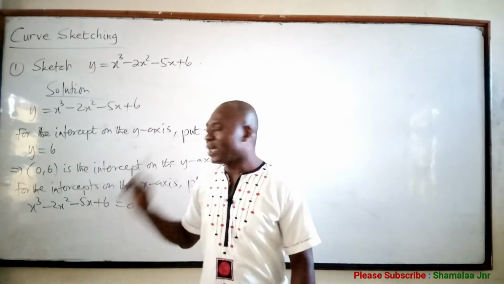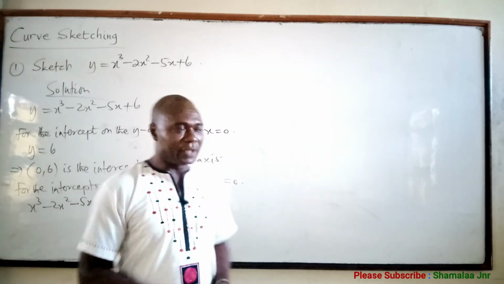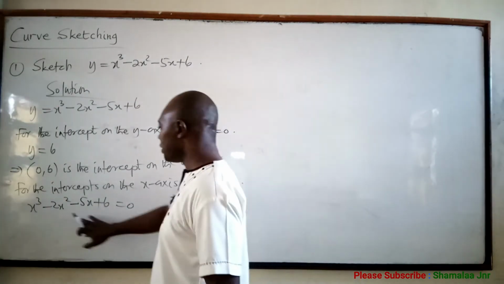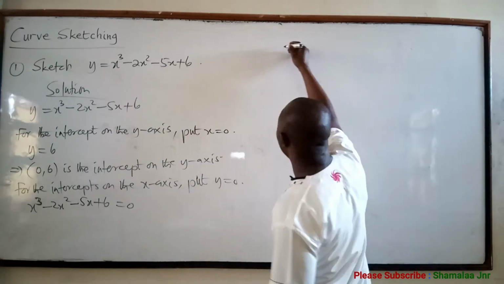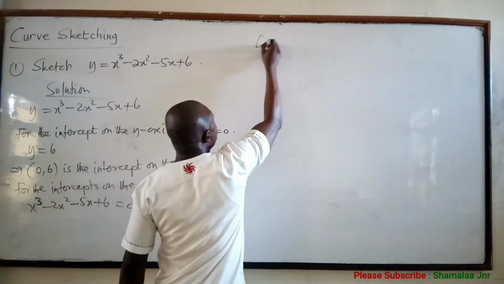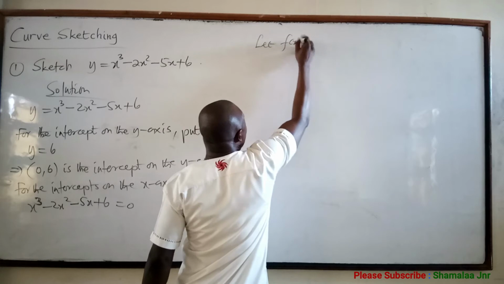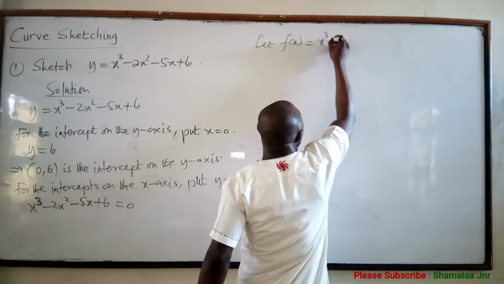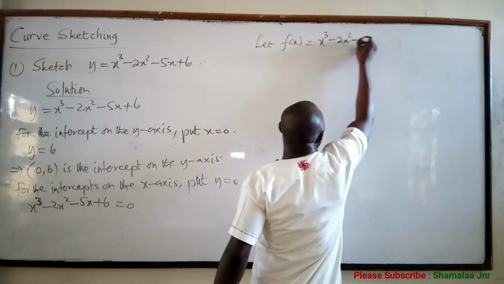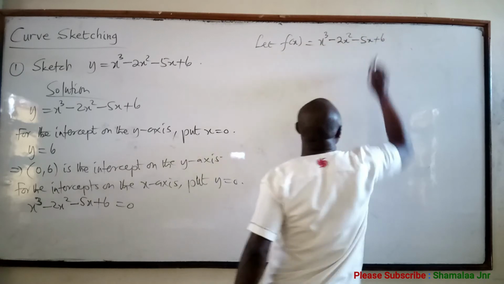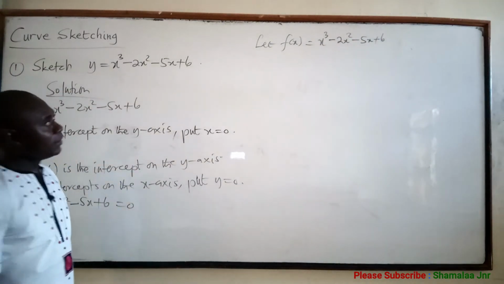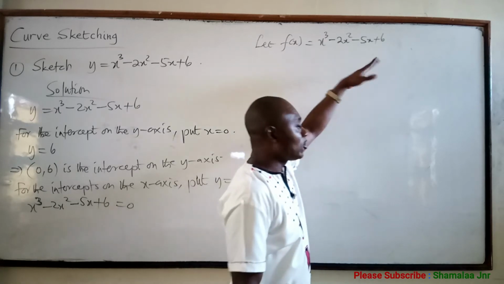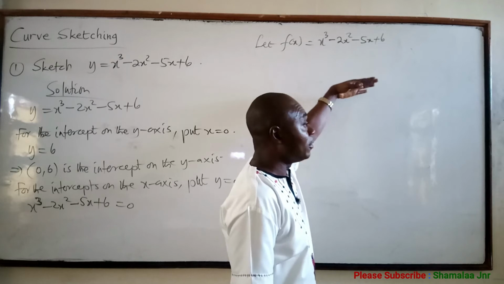Viewers, I have a video on the factor theorem. Yes, the video is titled Remainder and Factor Theorem. Those of you who have not watched it, you can watch it and really understand the factor theorem. You can say let f of x be equal to x cubed minus 2x squared minus 5x plus 6. Now here, the factors of the constant are plus or minus 1, plus or minus 2, plus or minus 3, plus or minus 6.